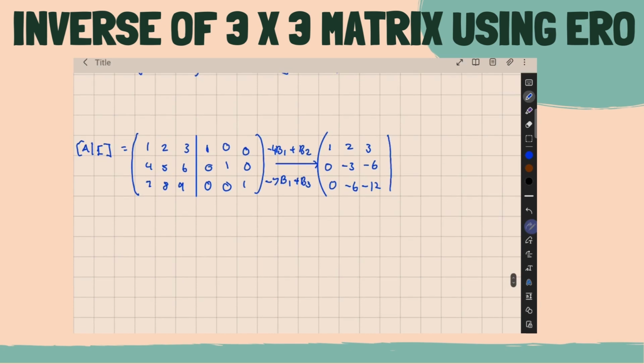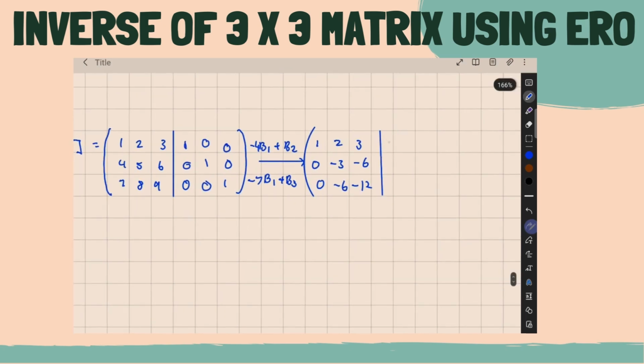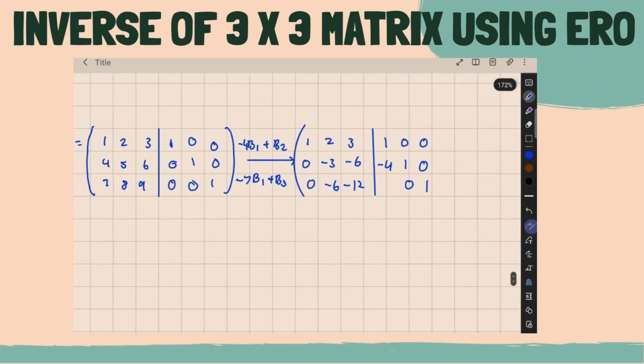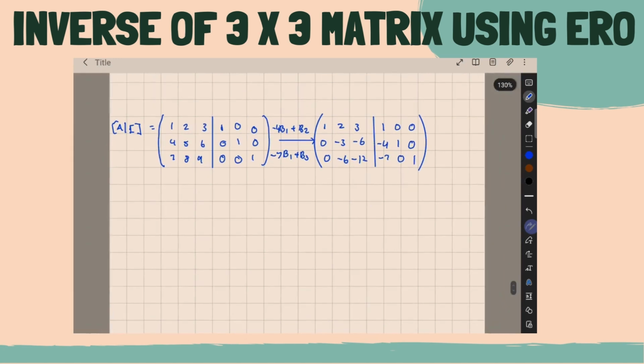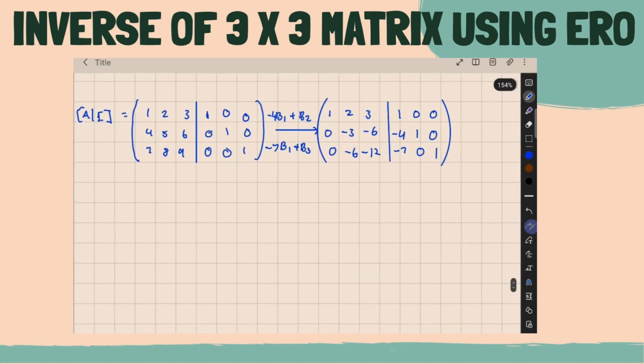Then don't forget to do the same on the identity side. So we get 1 here, 0 here and 0 here. First row will be the same, negative 4, 1, 0, 0, 1. Since we're using the first row to change the rest, these do not change. The only thing that will be changed is the first column. So we get negative 7 here.